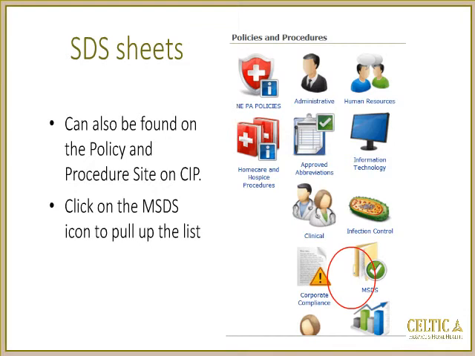Another place to find the safety data sheets is under the Policy and Procedures site on the Celtic Information Portal. What you want to do is click on the MSDS icon to pull up the listing of all the chemicals, and then click on the name of the chemical, and that'll open up that safety data sheet for that chemical.